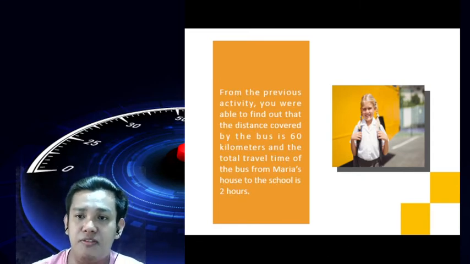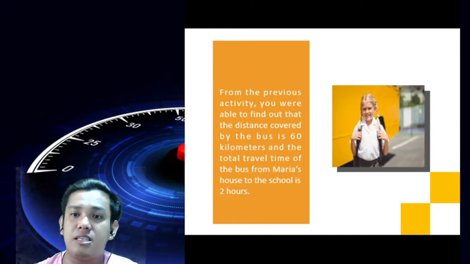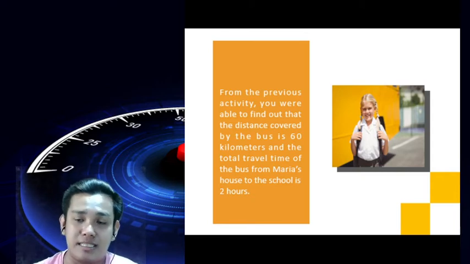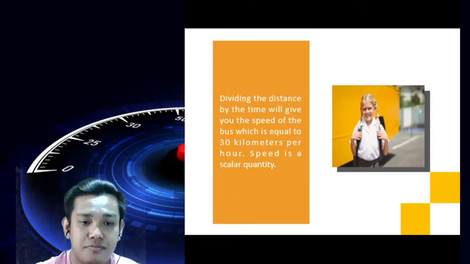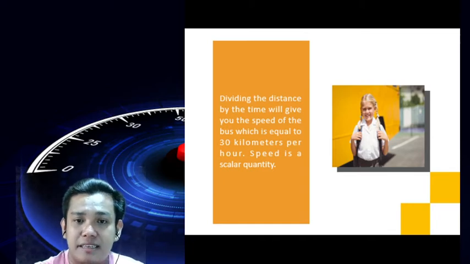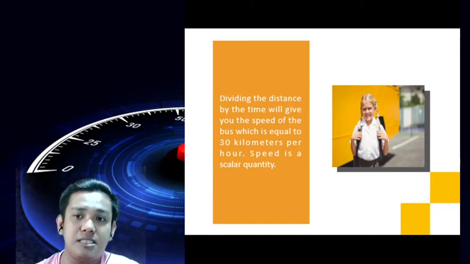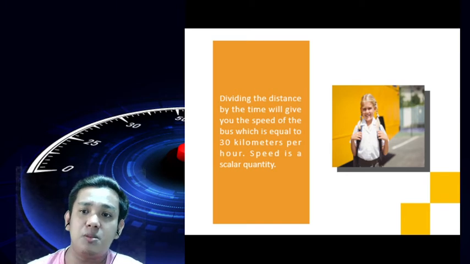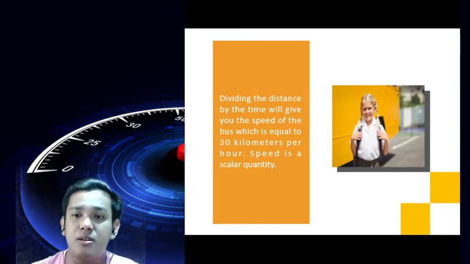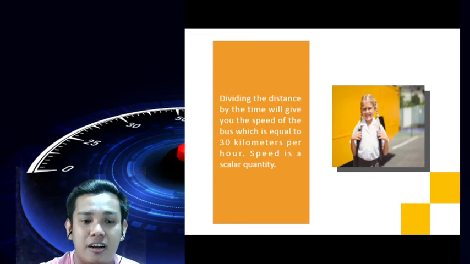From the previous activity, you were able to find out the distance covered by the bus is 60 kilometers and the total travel time of the bus from Maria's house to the school is 2 hours. So, dividing the distance by the time will give you the speed of the bus, which is equal to 30 kilometers per hour. Speed is a scalar quantity.